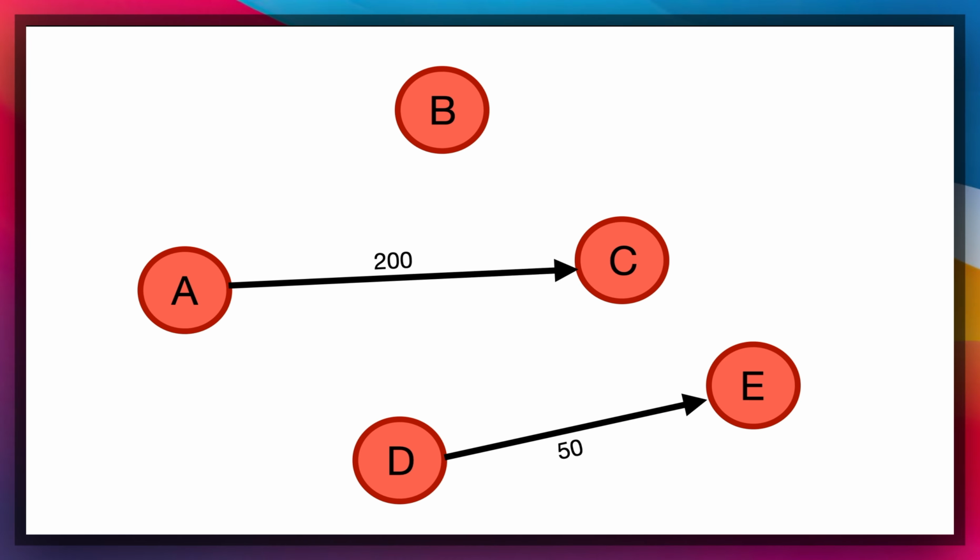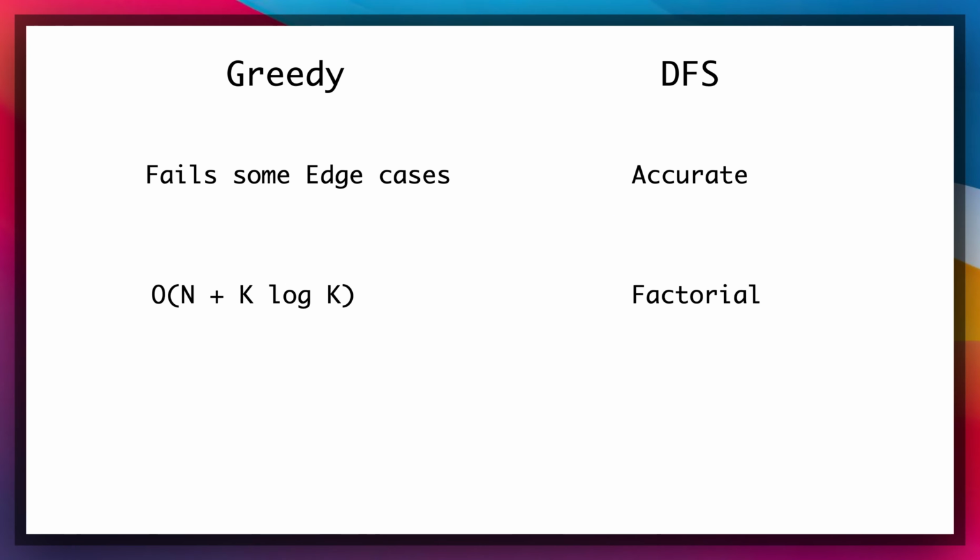Now, one important note is whatever we were learning till now was the greedy solution. The thing is, this greedy solution might fail for some of the edge cases. So if you want the accurate solution, then you can go with the backtracking or the DFS approach, right? But the drawback over there would be the time complexity. The time complexity over there is factorial, okay? Whereas over here, it is very, very less.